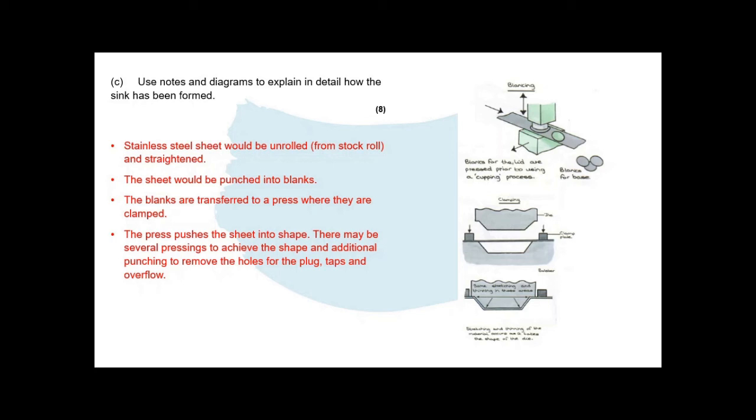So basically your stainless steel sheet will be unrolled from stock form and straightened out. The sheet will then be punched into blanks with a hydraulic press. So the blanks are transferred to a press where they're then clamped and the press pushes the sheets into shape. So slowly with pressure it will form the shape.